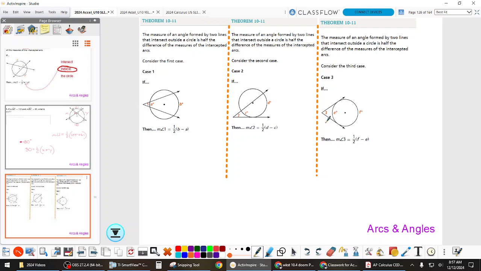But we didn't talk about the angle. Do you remember that? When we did tangent, we didn't talk about that angle related to the 2 arcs. But the good news is they all have the same formula. Roughly. Like it's the same idea.